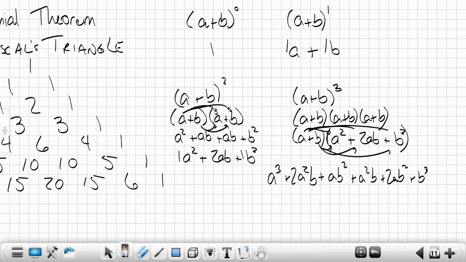Okay, let's combine like terms. There's only one A cubed, right?